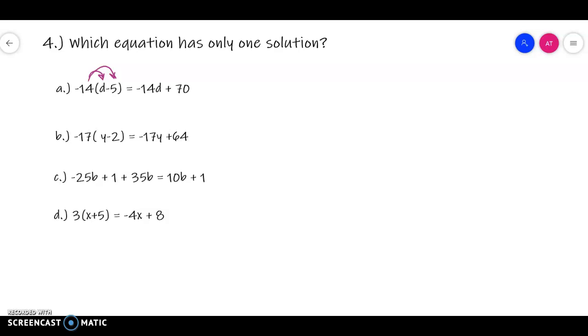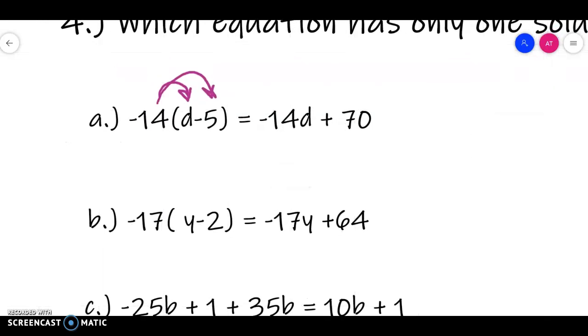So I have negative 14 times d, which would give me a negative 14d. Negative 14 times a 5 is going to give me a negative number. What is 14 times 5? That's going to be 70. And since I didn't do anything to this side, I'm just going to bring it down.